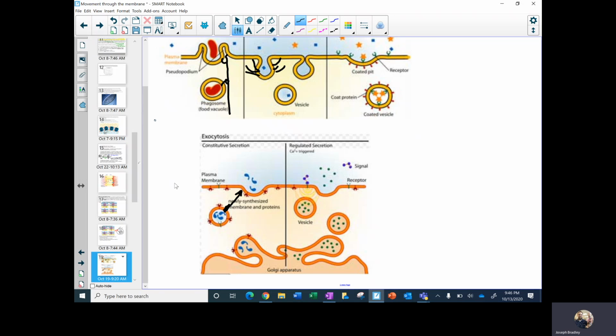So that concludes our lesson on the mechanisms of movement in and out of the cell.